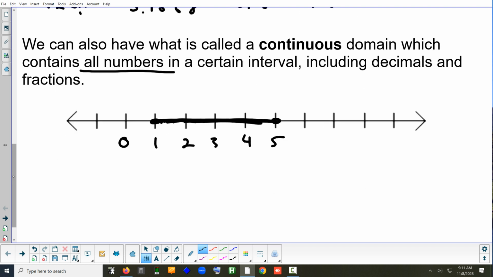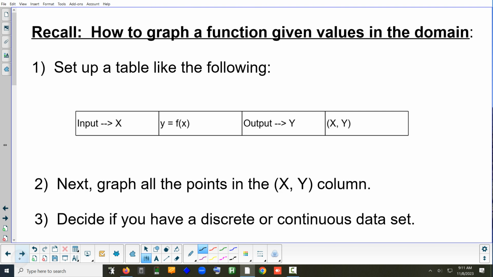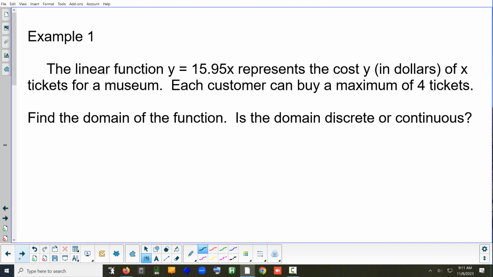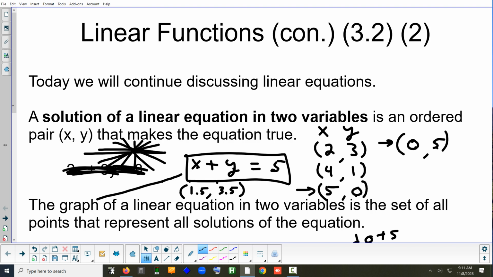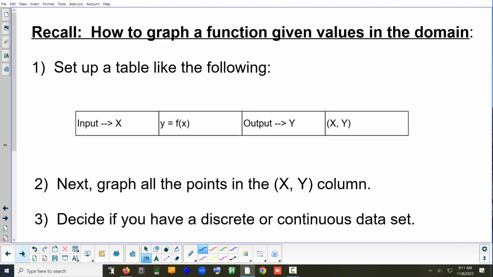Okay, so that's continuous. Any question on that? All right, so we'll talk more about that. We're going to do some examples where I ask you, like, is the domain discrete or continuous? And we'll kind of work through them together.